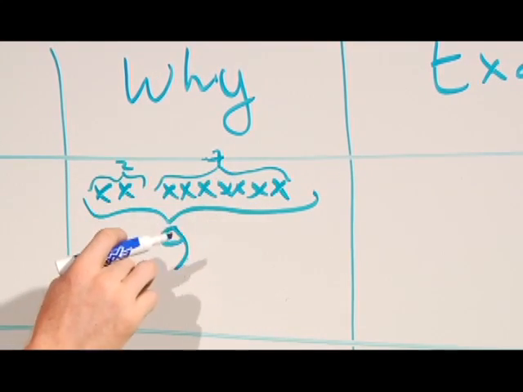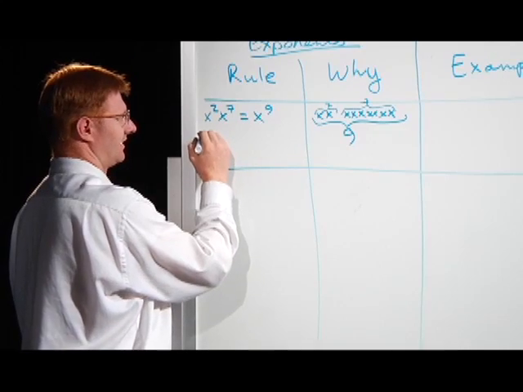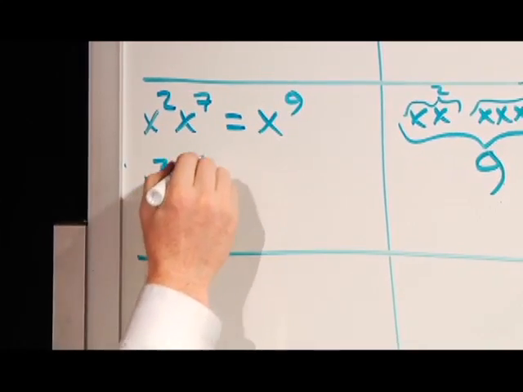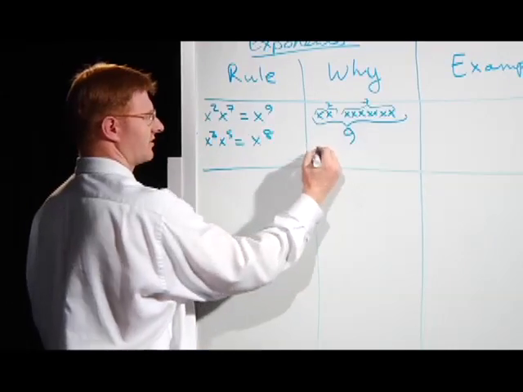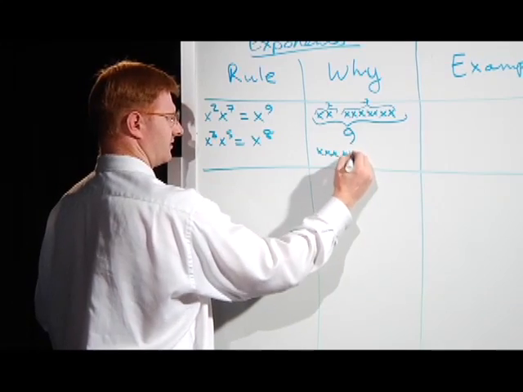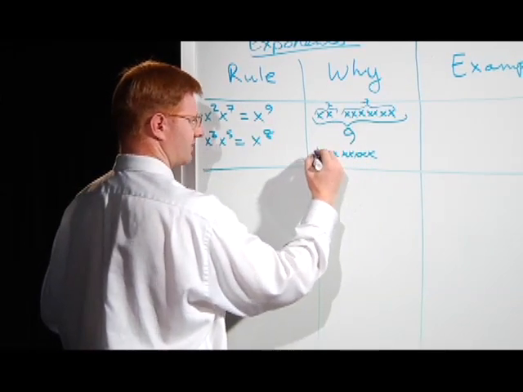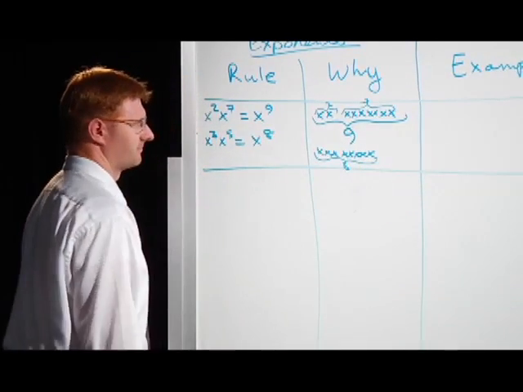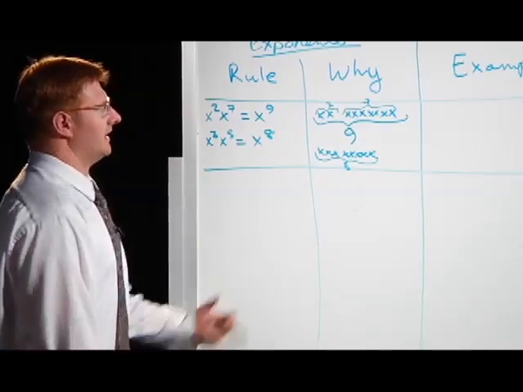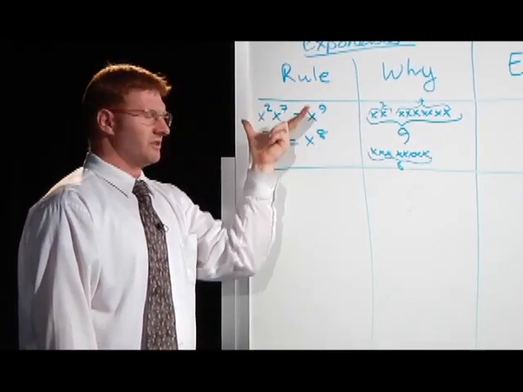There's 2, there's 7, altogether there's 9. X cubed, x to the 5th. Well, that's x to the 8th. You have x cubed, x to the 5th. Altogether there's 8 of them, x to the 8th. This column is almost more important than this one.